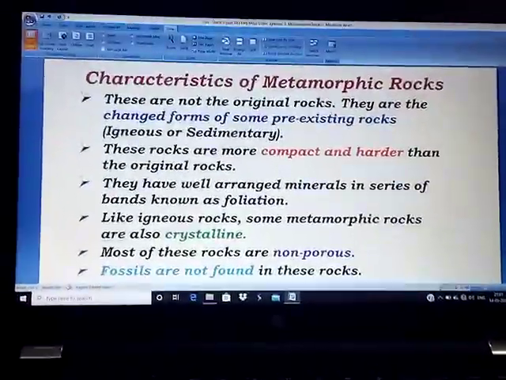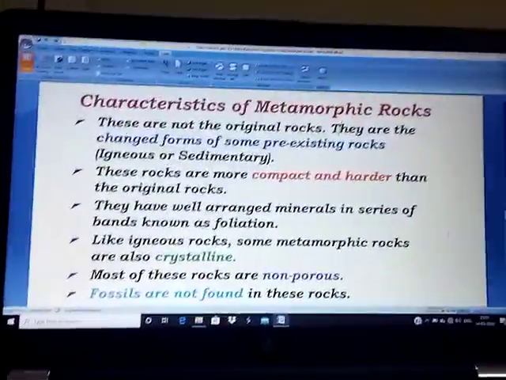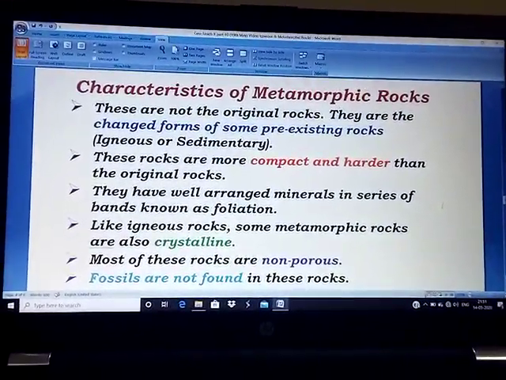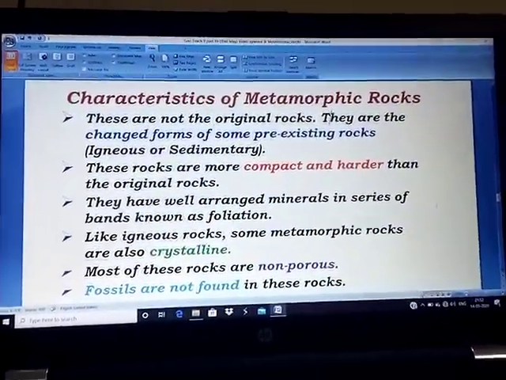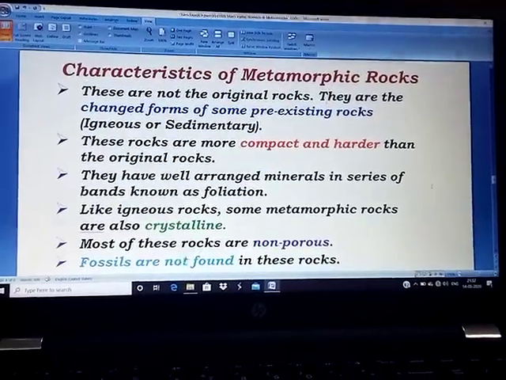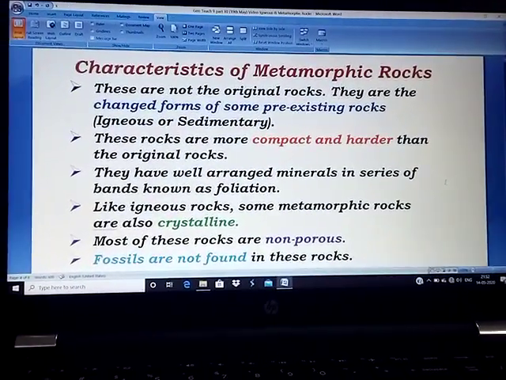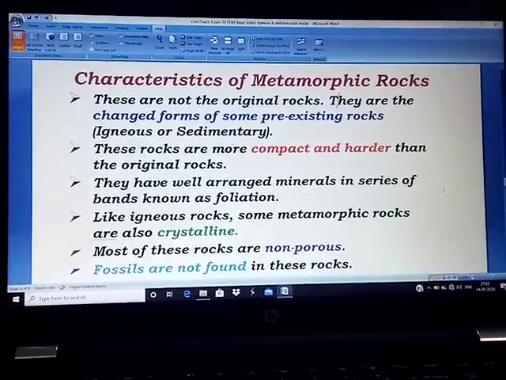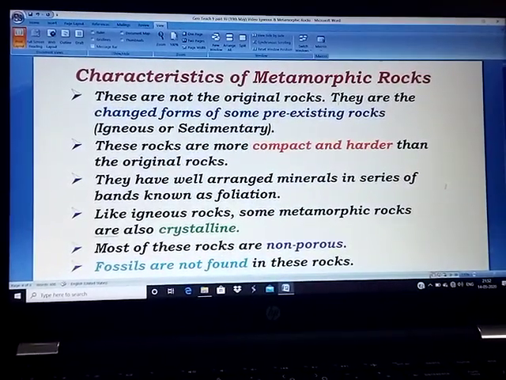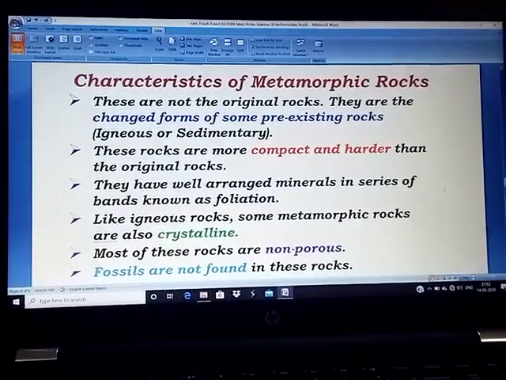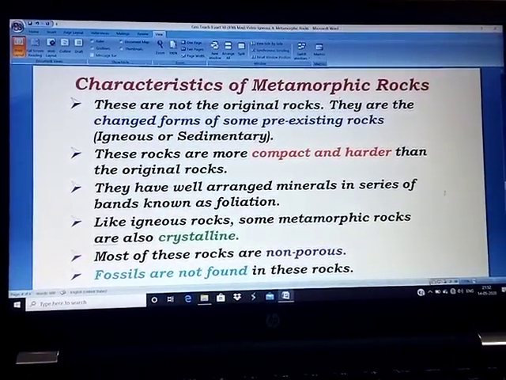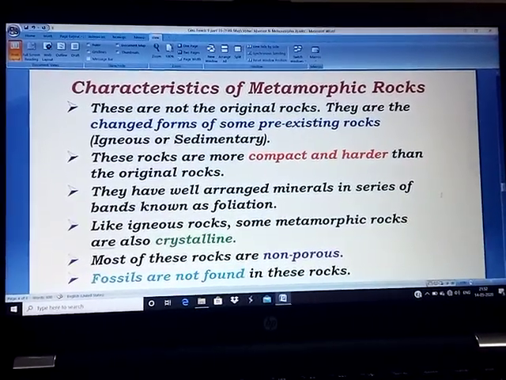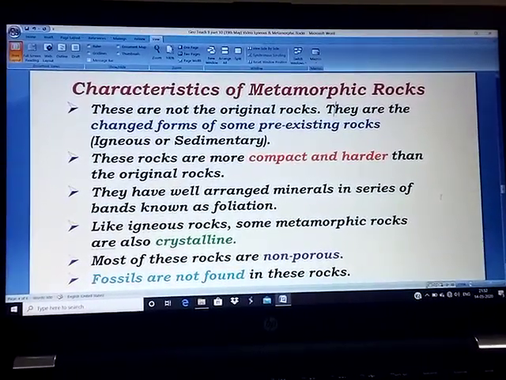Now we shall proceed with the characteristics of the metamorphic rocks. Remember, the characteristics of metamorphic rocks will be entirely different from the characteristics of sedimentary and igneous rocks. To a certain extent, in one or two areas, the metamorphic rocks will have the same features as the igneous rocks. Now let's see what the basic characteristics of the metamorphic rocks are.